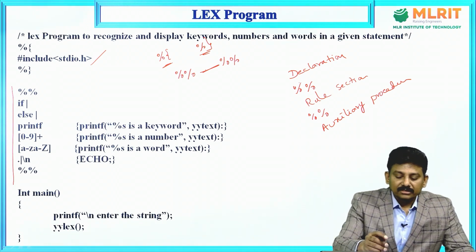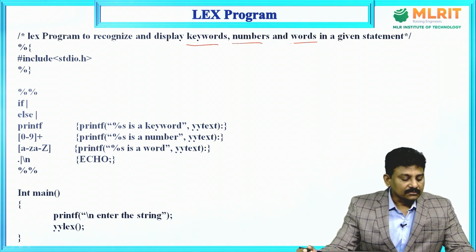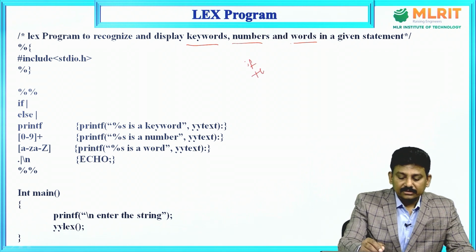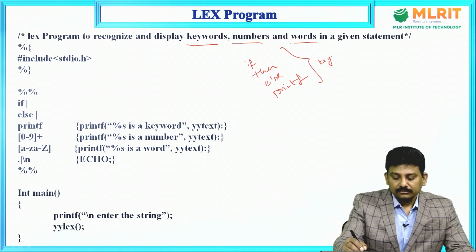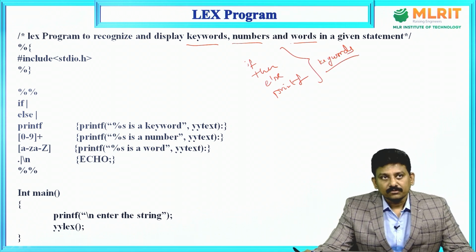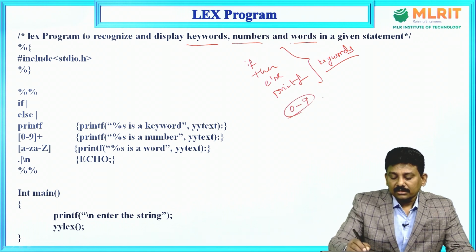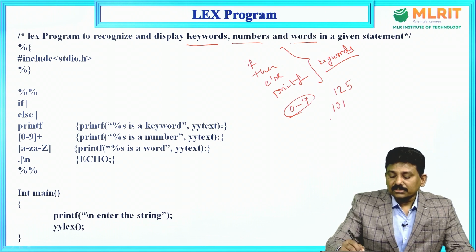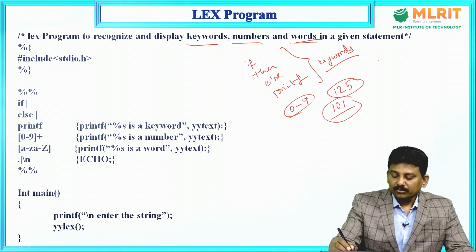Here we want to find the keywords, numbers and words. Keywords are like if, then, else, printf. And numbers: any number made of the digits 0 to 9, that is 1, 2, 5 is a number, 0, 1, 101 is a number. So, these are the numbers. Words are made up of alphabets, like that.